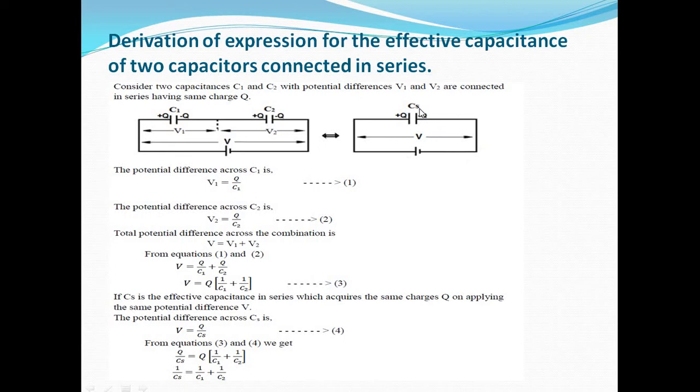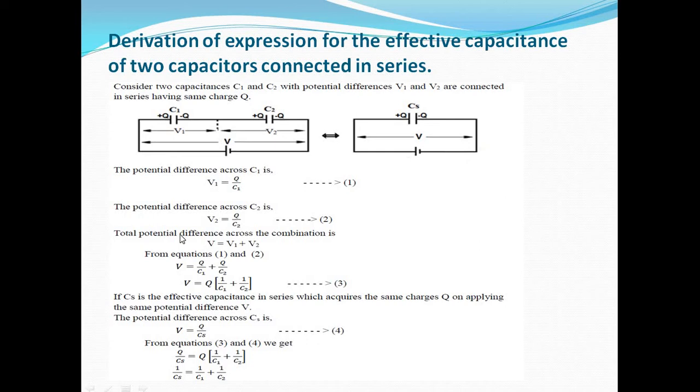CS is the equivalent capacitor of the series combination. Applied PD is V. Q is the charge on the equivalent capacitor. So we have to derive the expression for CS. What is the equivalent capacitor of the series combination? For that, first consider PD across C1 is Q by C1, from the formula Q is equal to CV, students. Potential divides, this is the first capacitor. V2, that is the potential difference across C2, is Q by C2, where V2 is the PD across the second capacitor. So, Q is equal to V2 C2.